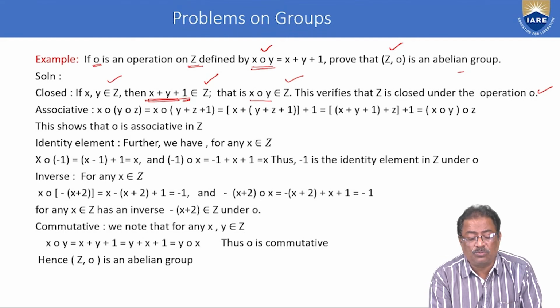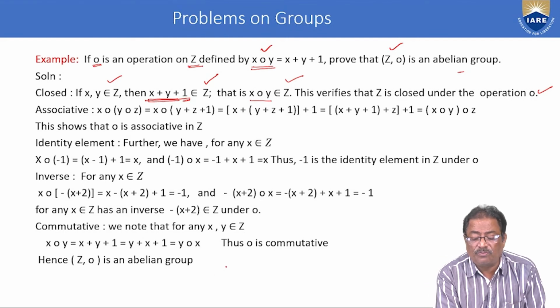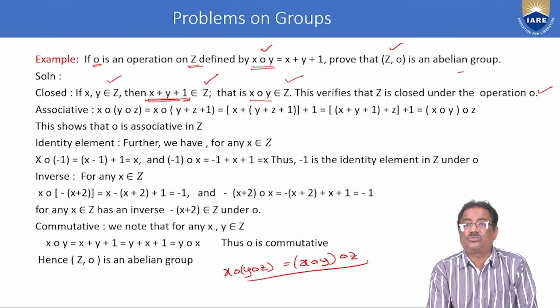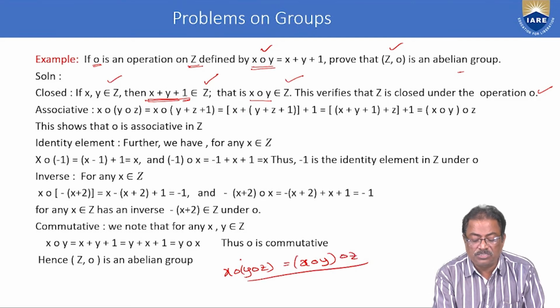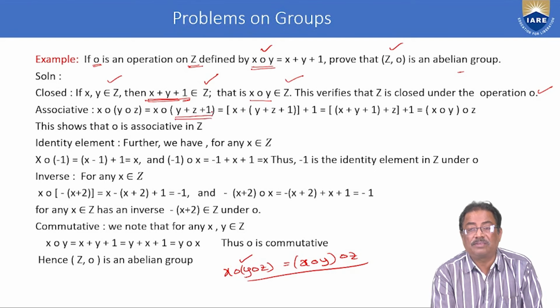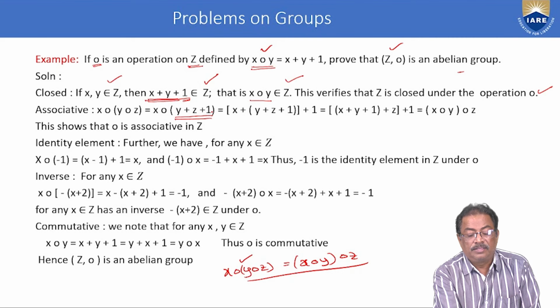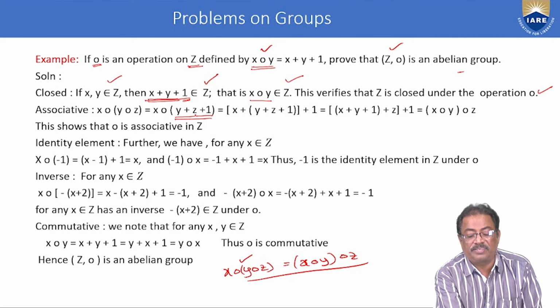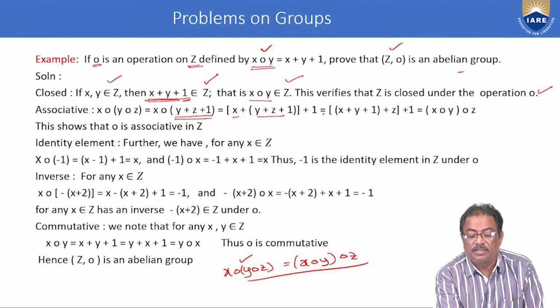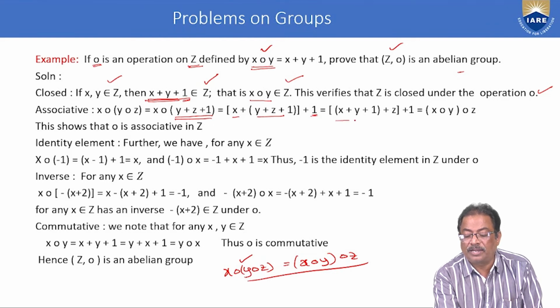Now we are going to verify associativeness. For verifying associativeness, we have to verify whether X circle (Y circle Z) is equal to (X circle Y) circle Z. For that I am just taking Y circle Z is equal to Y plus Z plus 1. Then X circle (Y plus Z plus 1) gives X plus Y plus Z plus 1 plus 1. Now I am taking X plus Y plus 1, so I am going to get like this.